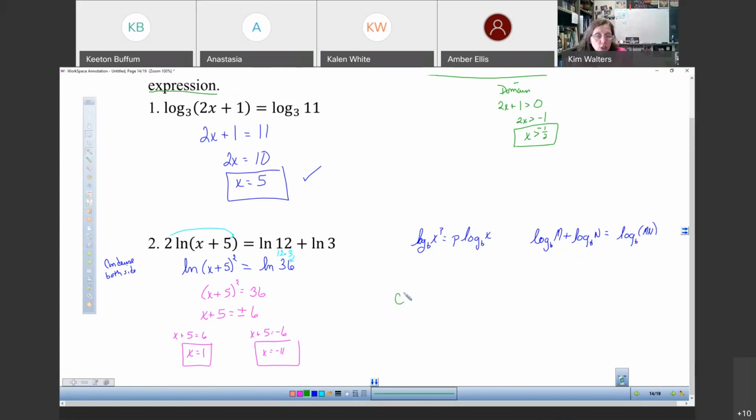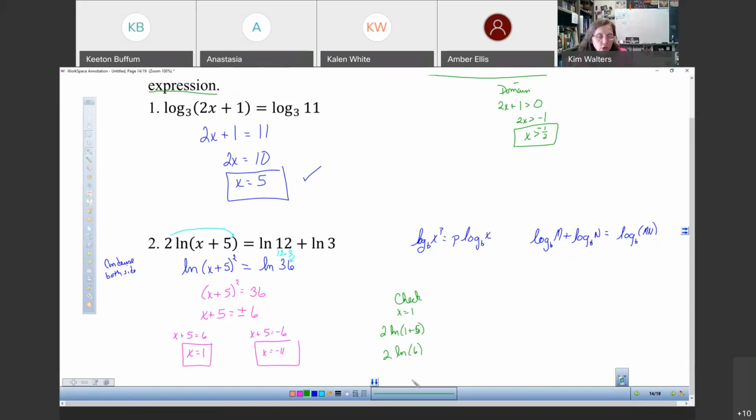So if I'm going to check, I need to check x is equal to 1. And that means basically I need to plug that 1 in. So I have 1 plus 5 is 6. And so this becomes the natural log of 6, okay? And as long as I get a positive value in here, everything's okay.